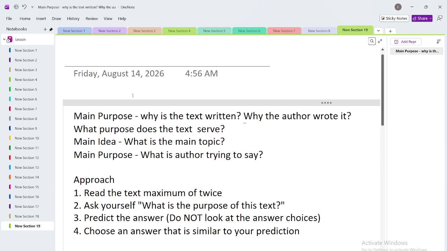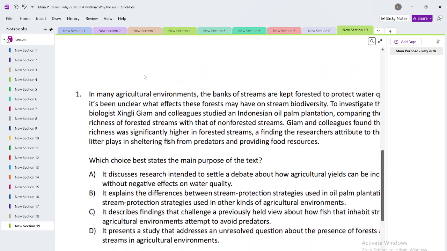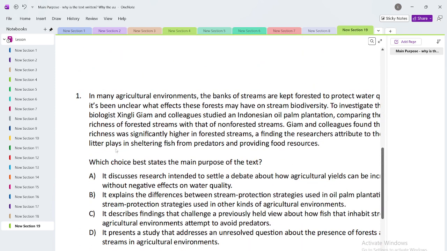Now, main purpose, we learned about the difference, the approach, and let's take a look at how it looks like, what it is, and let's solve one question. Right, question number one. If you look here, we have the answer, we have the question. Which choice best states the main purpose of the text? We have a scientific or some kind of text.